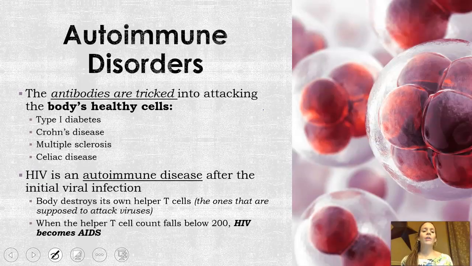And then lastly, autoimmune disorders. So an autoimmune, auto self. So it's when your antibodies, the good guys that are in your body, are actually tricked into attacking your body's healthy cells. So things like type 1 diabetes, Crohn's disease, celiac, multiple sclerosis are all considered autoimmune disorders. And to go a step further with that, HIV becomes an autoimmune disease after that initial viral infection. So you're infected with the virus, and then it tricks your antibodies into attacking your own helper T cells, which you need, and then HIV becomes full-blown AIDS once your helper T cell count falls below that 200 level. All right, and that's all for your notes.